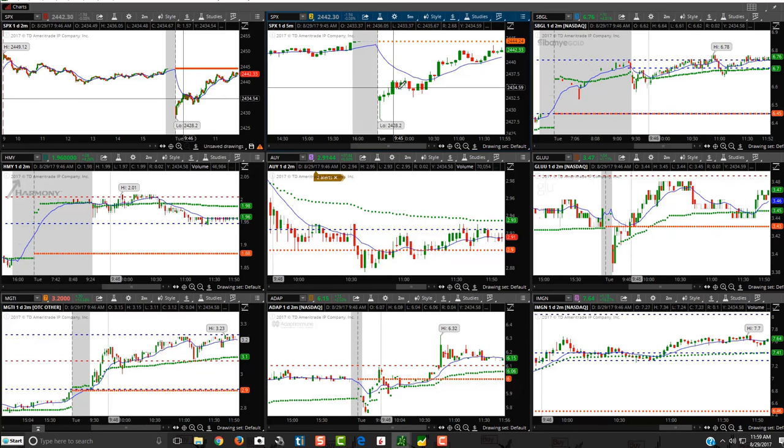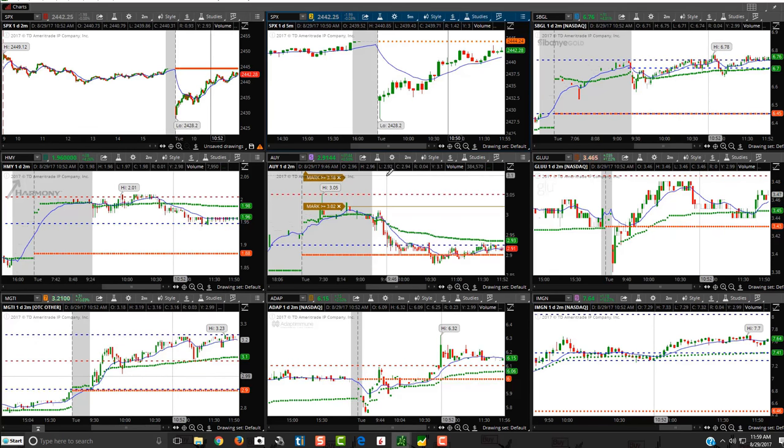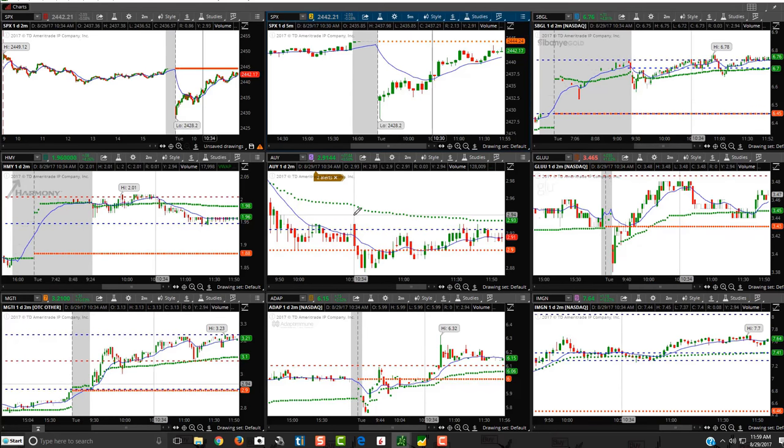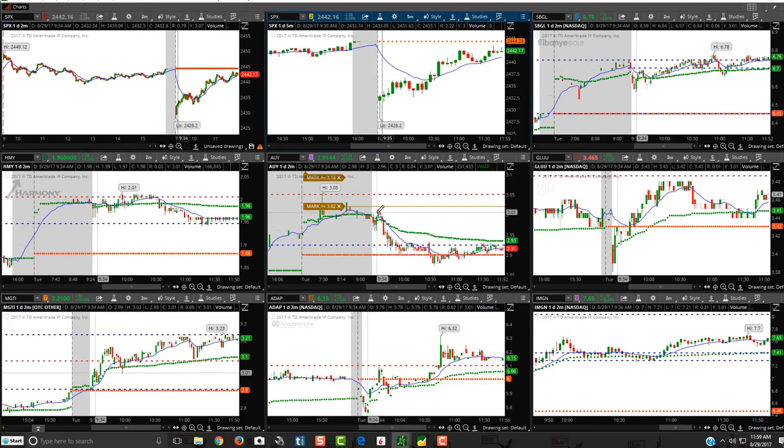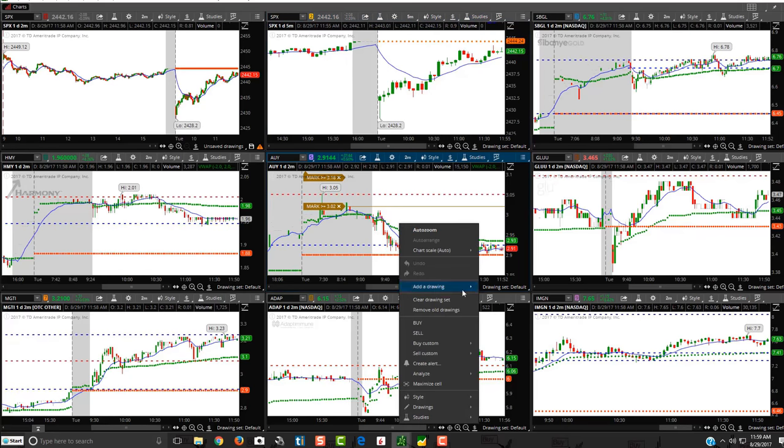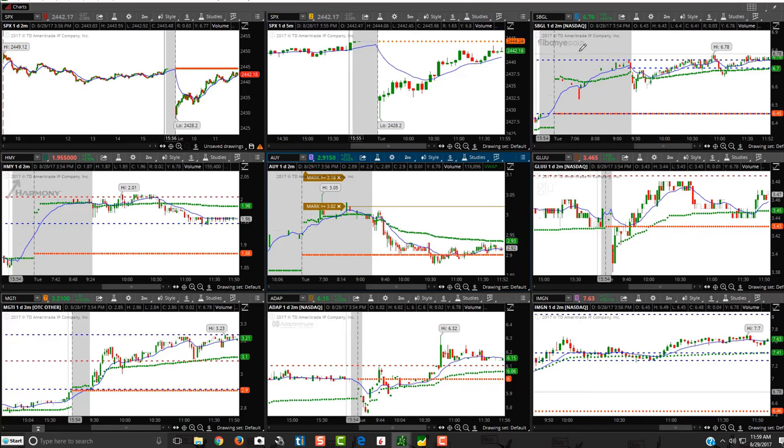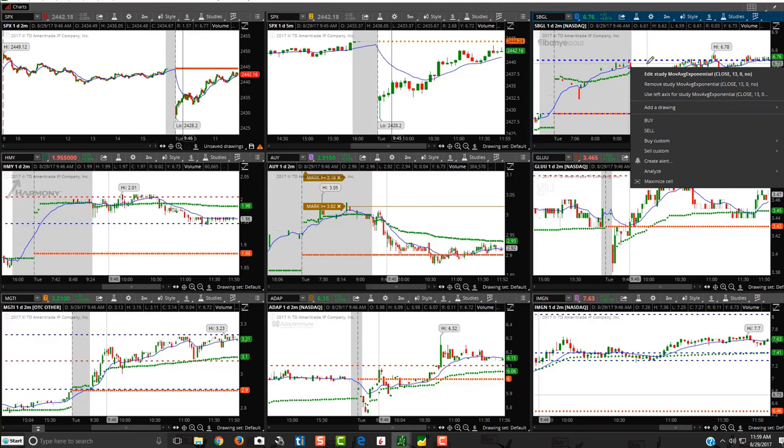Now you'll see on a stock like AUY, which is gold, it was trending downwards when the market opened. So you can see down here, it was trending down. Let me remove some of the drawings here. I'll move some of these.